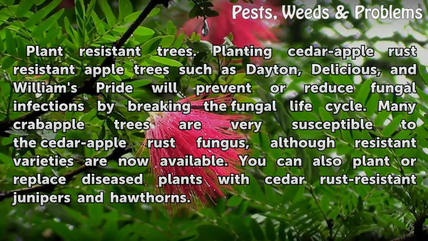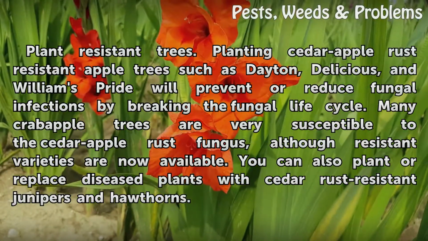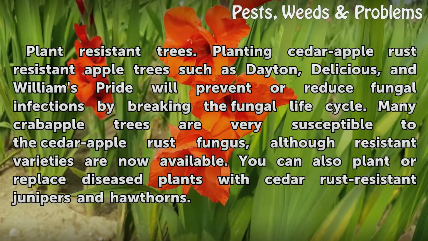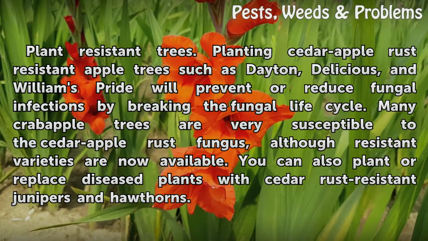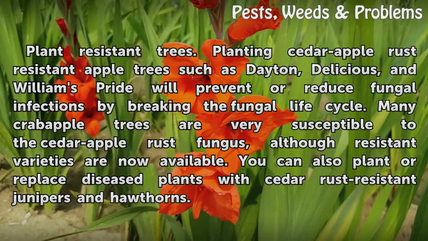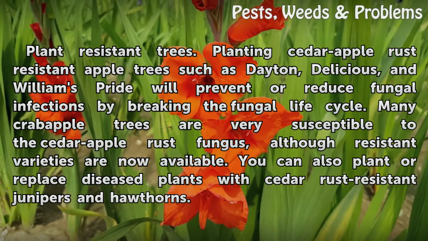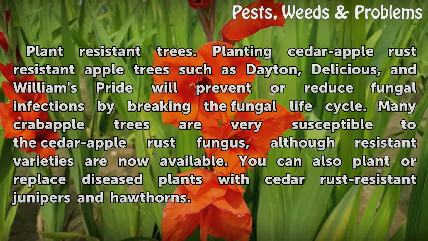Plant resistant trees. Planting cedar-apple rust-resistant apple trees such as Dayton, Delicious, and Williams Pride will prevent or reduce fungal infections by breaking the fungal life cycle. Many crabapple trees are very susceptible to the cedar-apple rust fungus, although resistant varieties are now available. You can also plant or replace diseased plants with cedar rust-resistant junipers and hawthorns.